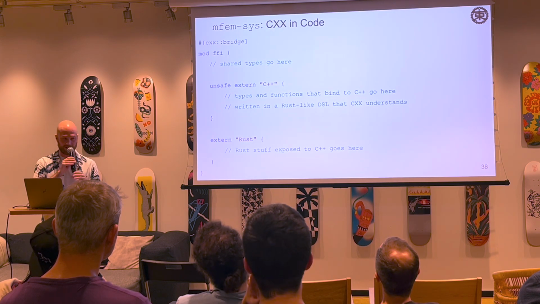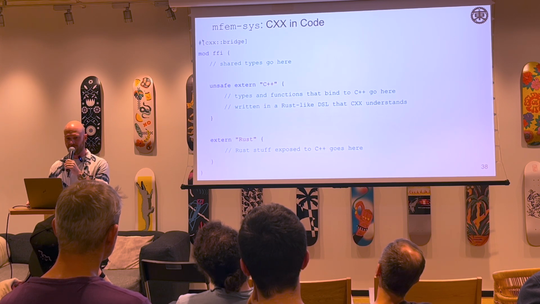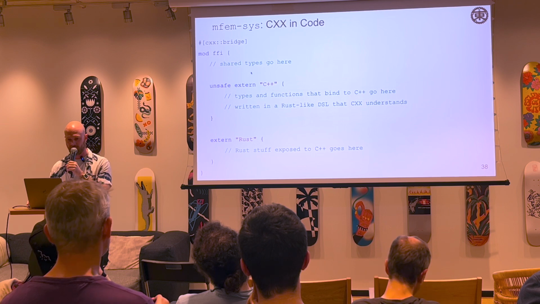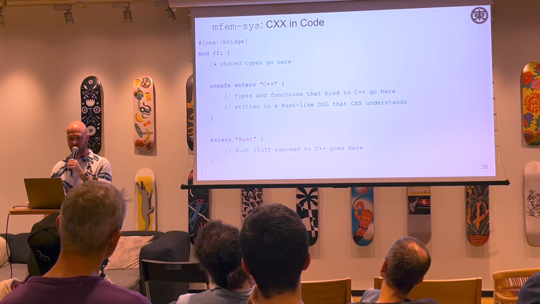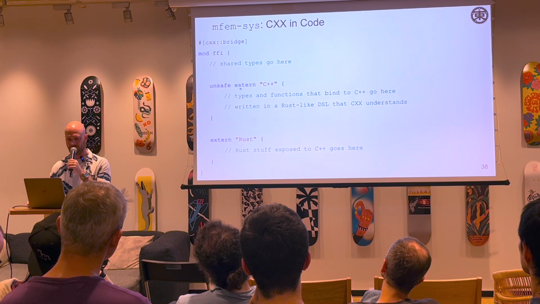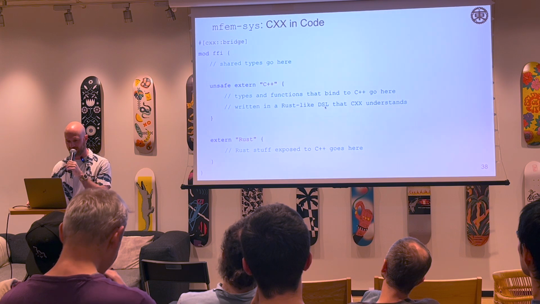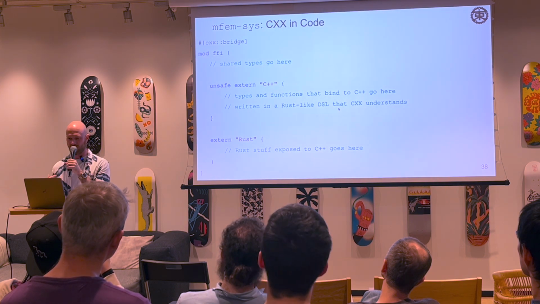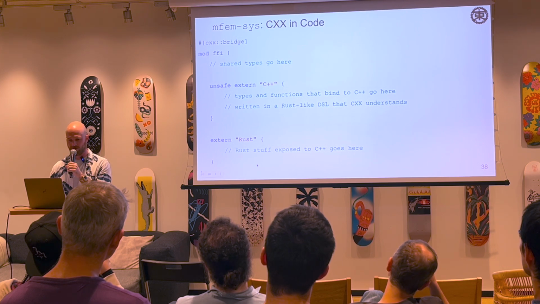What this looks like concretely in your code is you have this FFI module, you annotate it with a CXX bridge attribute, and then you can put your shared Rust types here that you want to share between the C++ and the Rust bits. And you have an unsafe extern C++ section, inside of which you use a Rust-like DSL to describe the function signatures that you want to hook into. And you can also expose Rust things to C++. I have not explored that at all, so I'm not going to talk about it.